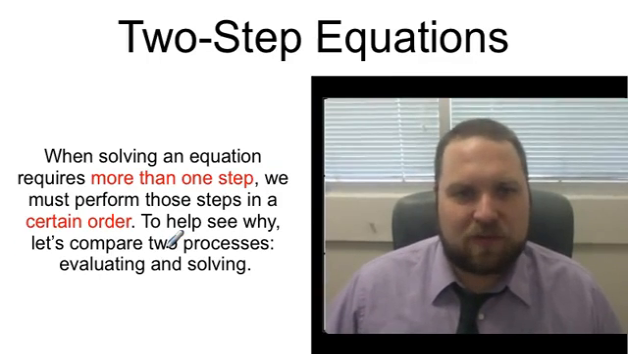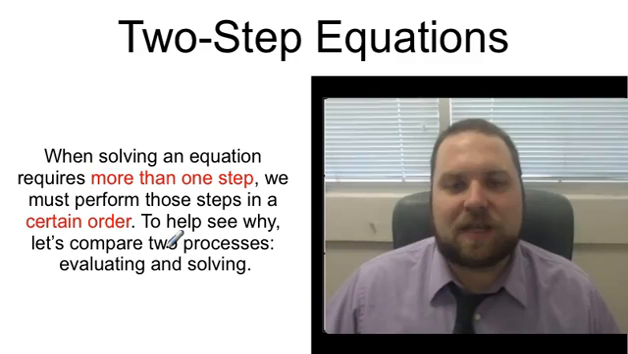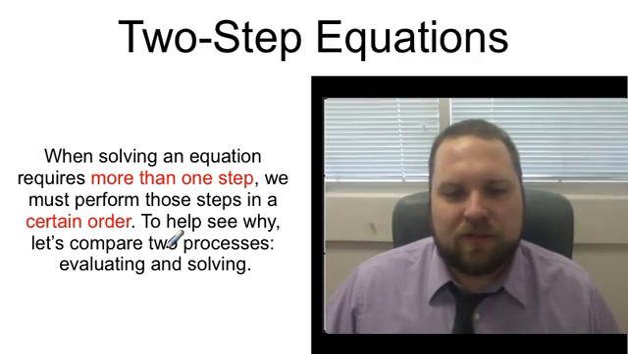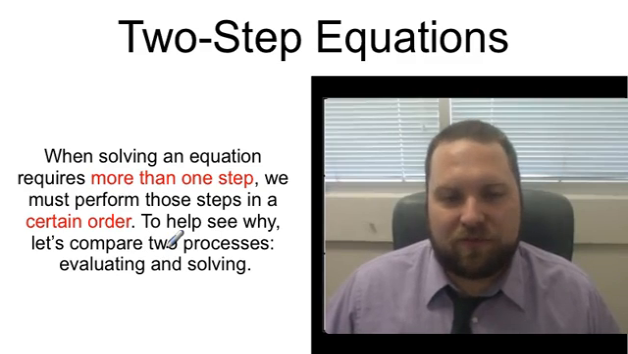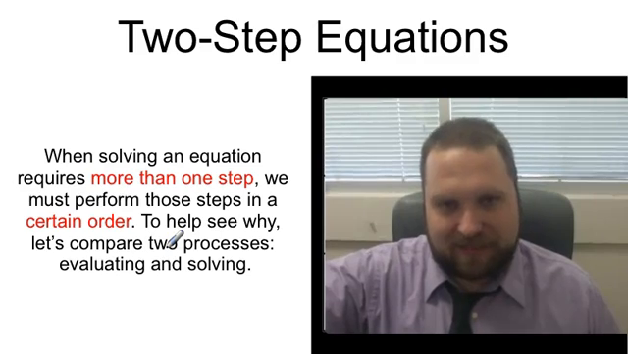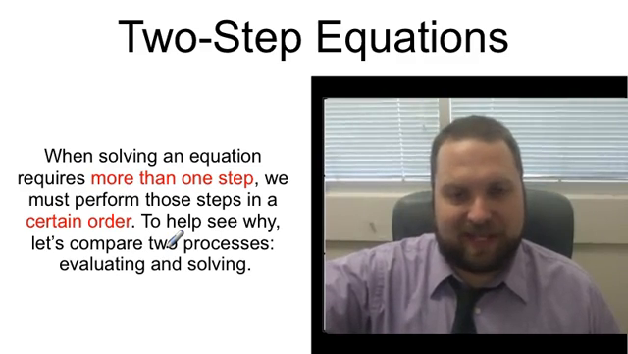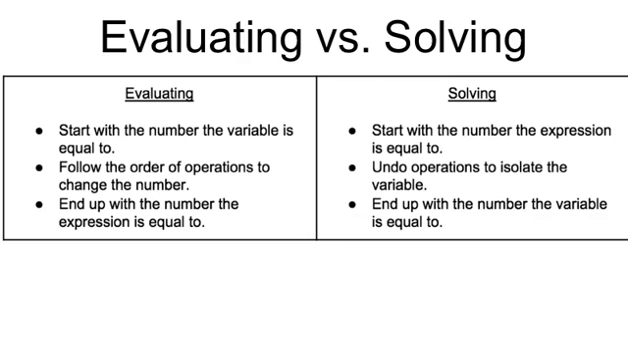So when we have more than one step, we have to do those operations in a certain order. For example, in that last problem, we had multiplication and addition. It matters which one I undo first. And to see why, let's look at what evaluating and solving look like. So let's take this example here. Say we have the expression 3 times x plus 2, and that's what we're going to have on this side.